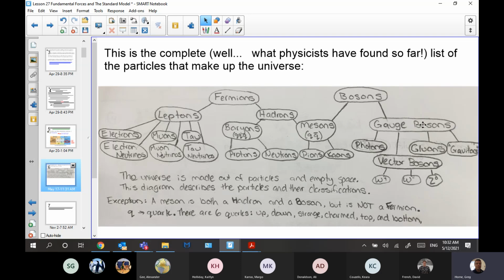And then over here, those gauge bosons are your exchange particles. Okay, so your photons, your gluons, your gravitons, your vector bosons for the weak nuclear force. I should add on here, this is the gauge particle for electromagnetism. This one's for the weak force. And this one's for the strong force. And this one, if we find it, is for gravity. Okay, those are your exchange particles.